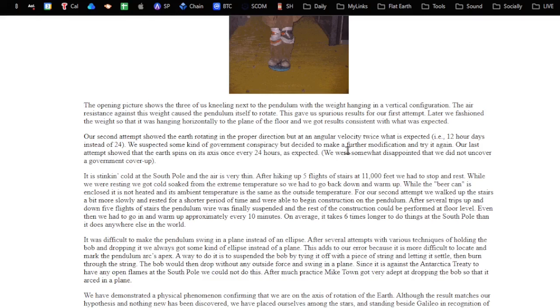This is not how you do science, guys. You cannot just keep doing it until you get what you want. That's not science. Our last attempt showed that the Earth spins on its axis every 24 hours. We were somewhat disappointed we didn't uncover a government cover-up. Sure. Stinking cold, and we had to walk up five flights of stairs. Right, five flights of stairs is not 100 feet.